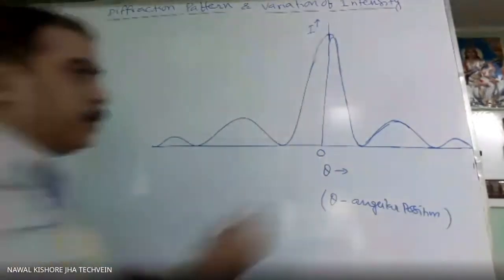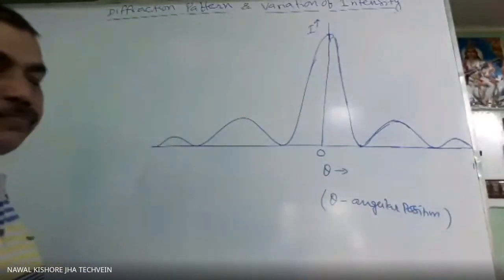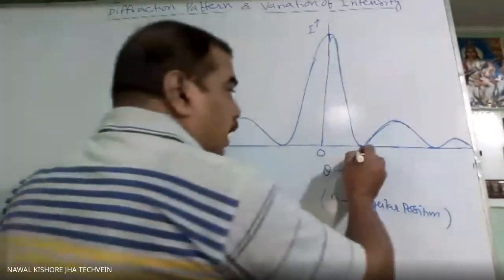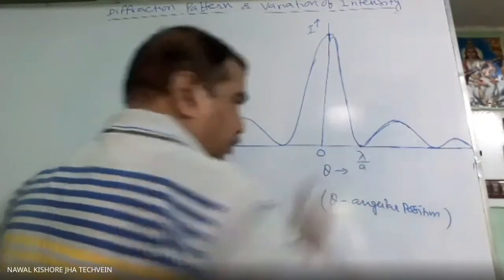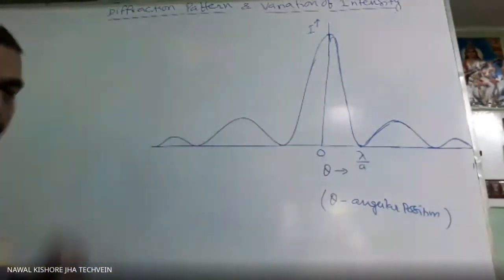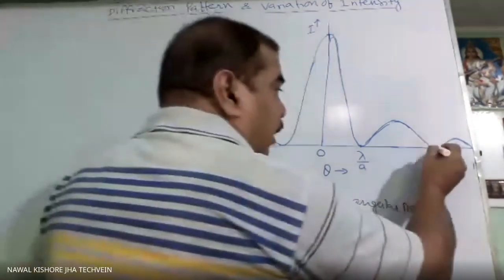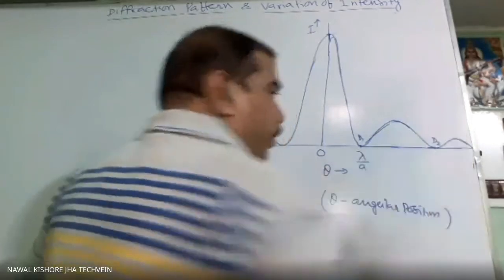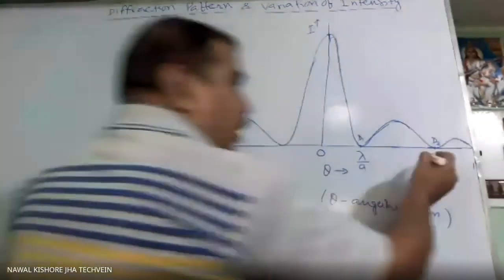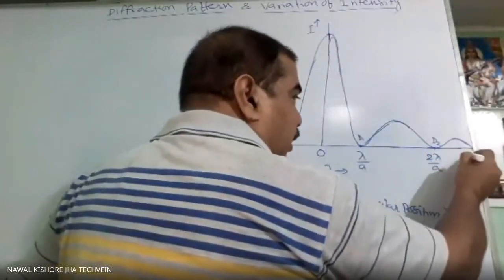What was here is the first dark. So what was the condition for the first dark? What was the angular width? So this is sine inverse lambda by a, or simply lambda by a you can write, provided theta is very small. This is the second dark. So this is the first dark, D1 on this side, this is D2. This one was 2 lambda by a. This is the third dark, 3 lambda by a.